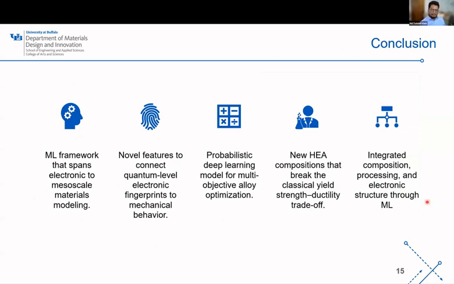To summarize, we developed a multi-scale machine learning framework for materials design. We applied probabilistic deep learning for accurate property predictions. And we also showed that combining chemistry, processing, and machine learning can give us a powerful way to design advanced materials.